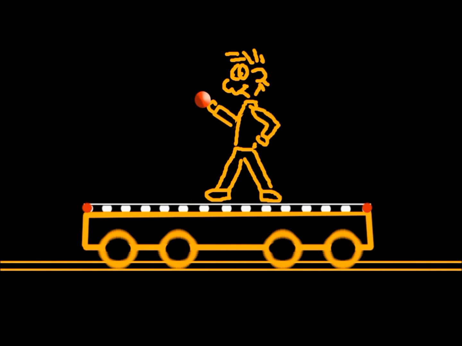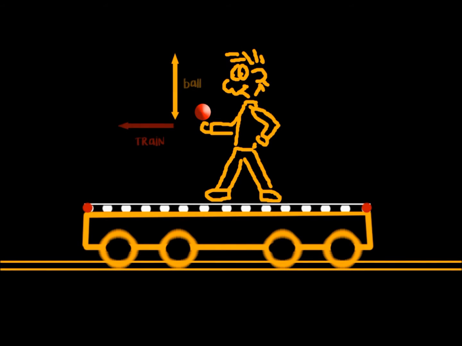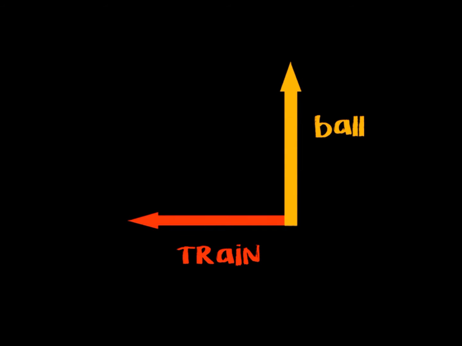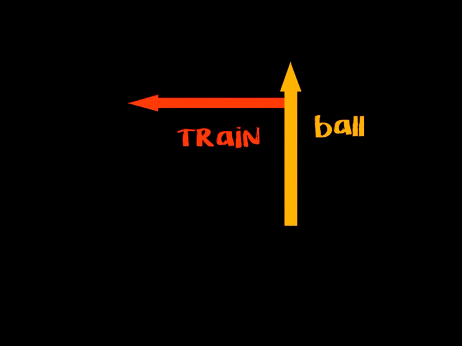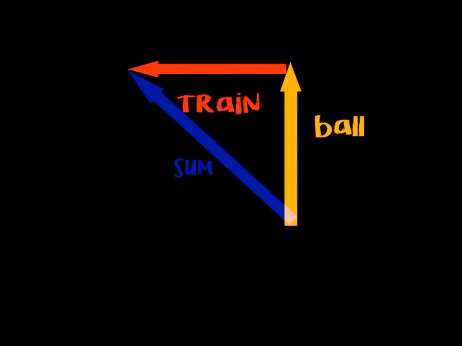But there is not only forwards or backwards, but also up and down. So let's see what happens when we add the two motions into different directions. The up and down of the ball and the forward motion of the train. And let's push around some arrows. The blue arrow shows the resulting vector.